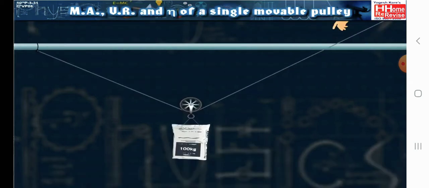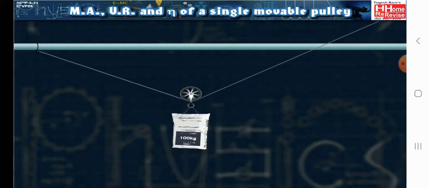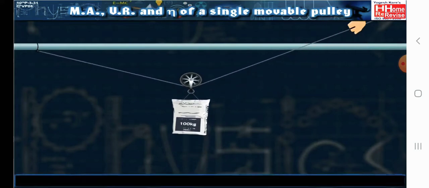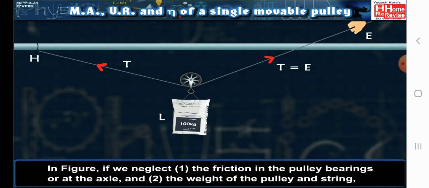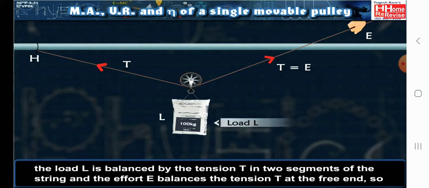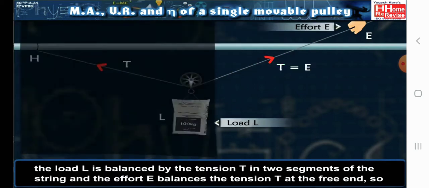Mechanical advantage, velocity ratio, and efficiency eta of a single movable pulley. In the figure, if we neglect 1. the friction of the pulley bearings or at the axle, and 2. the weight of the pulley and string, the load L is balanced by the tension T in 2 segments of the string, and the effort E balances the tension T at the free end. So, L is equal to T plus T, which is equal to 2T. Let this be equation 1. And E is equal to T. Let this be equation 2.